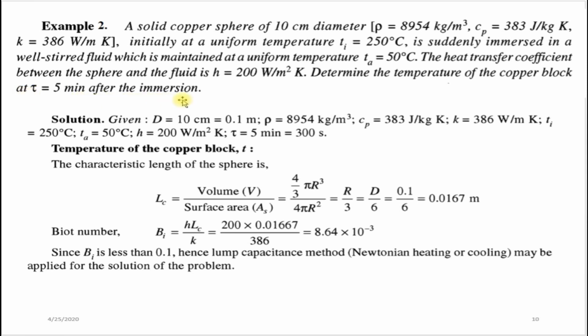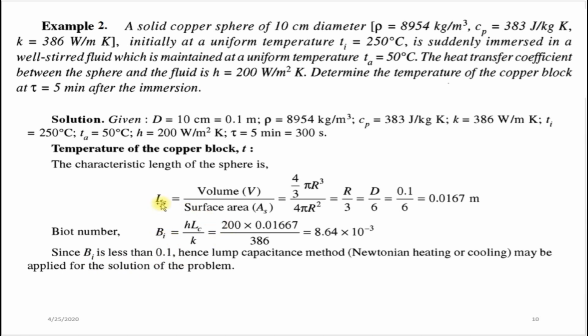In the last example, we solved for the time. Here time is given, we have to find out temperature T. After 5 minutes of immersion, what is the temperature change? For that, first we have to find out the Biot number. In order to use lumped heat analysis or lumped capacitance analysis, the initial requirement is that the Biot number should be less than 0.1. For that reason, we need to find out the Biot number.